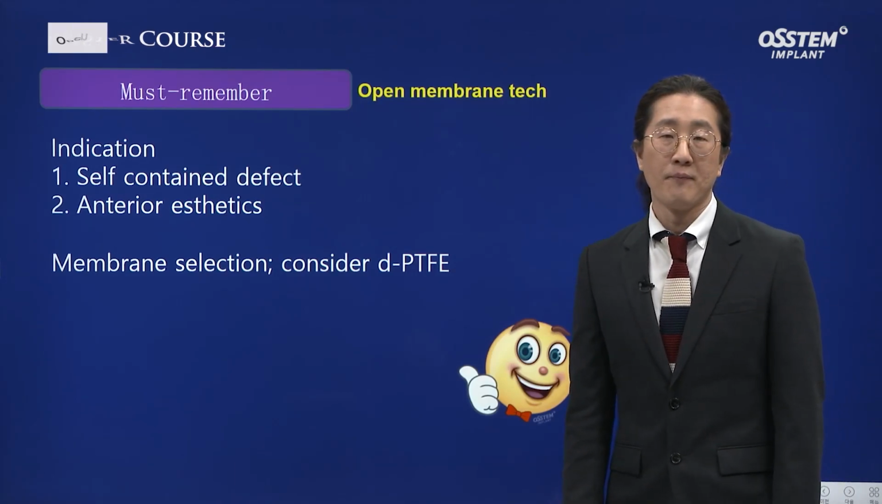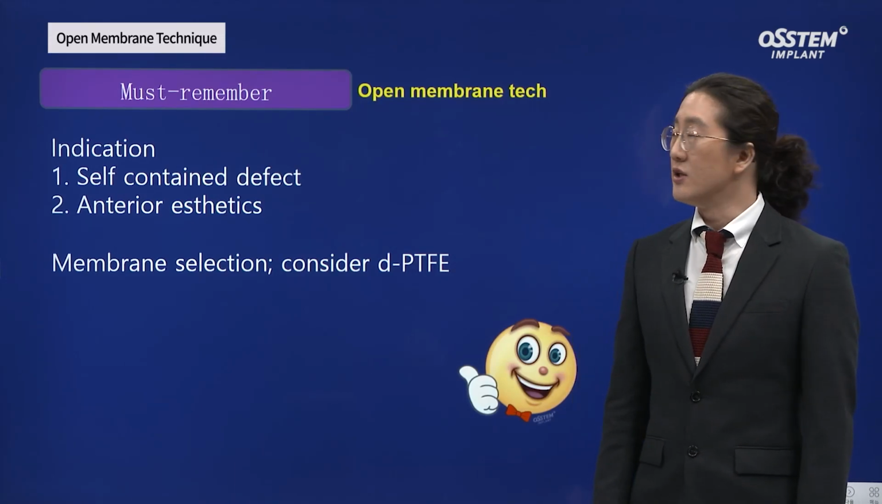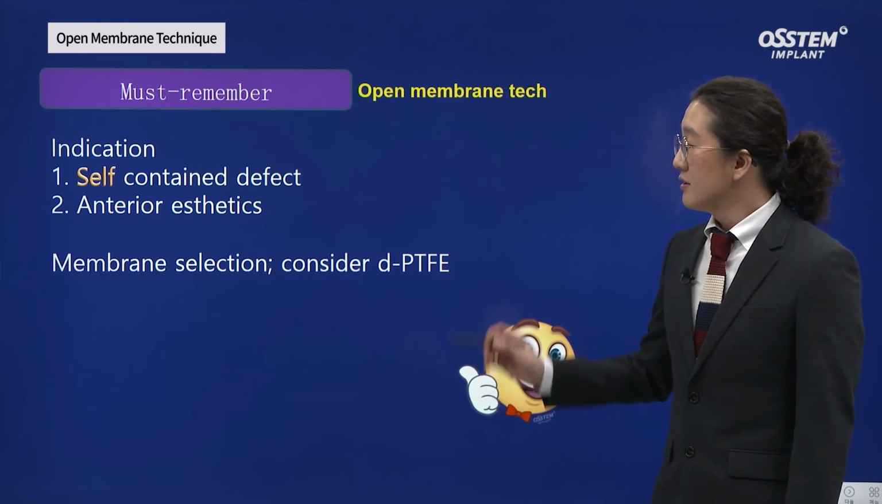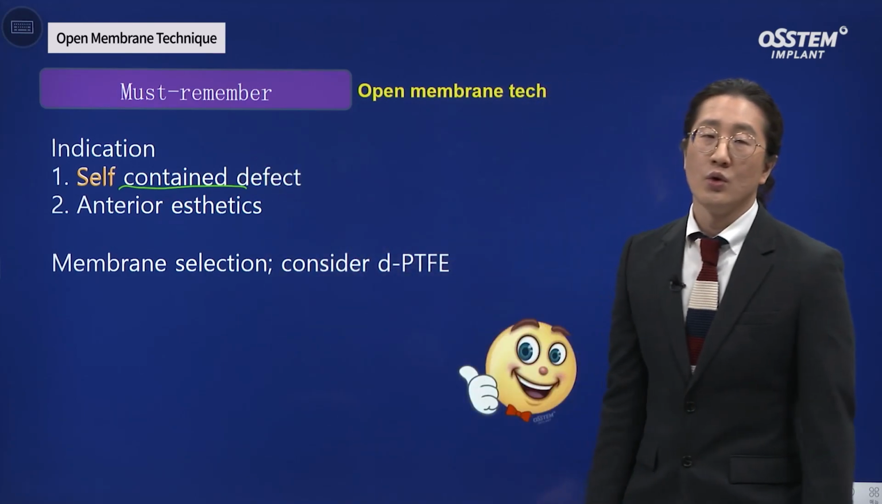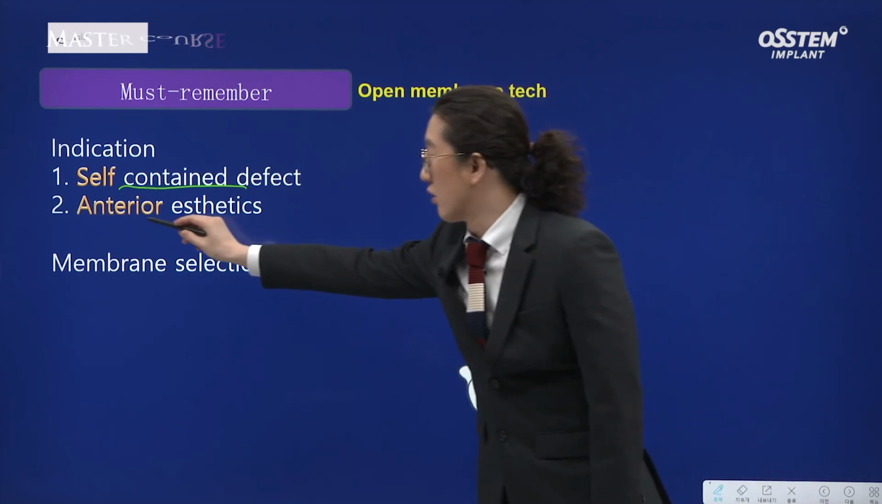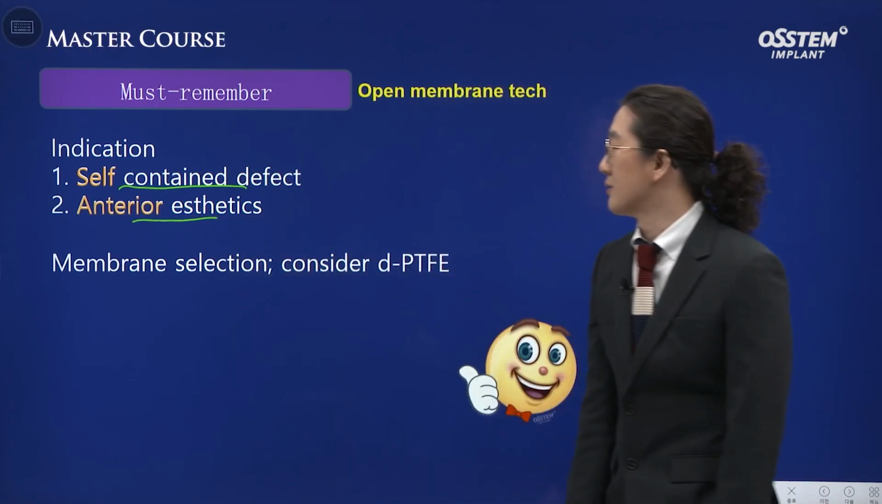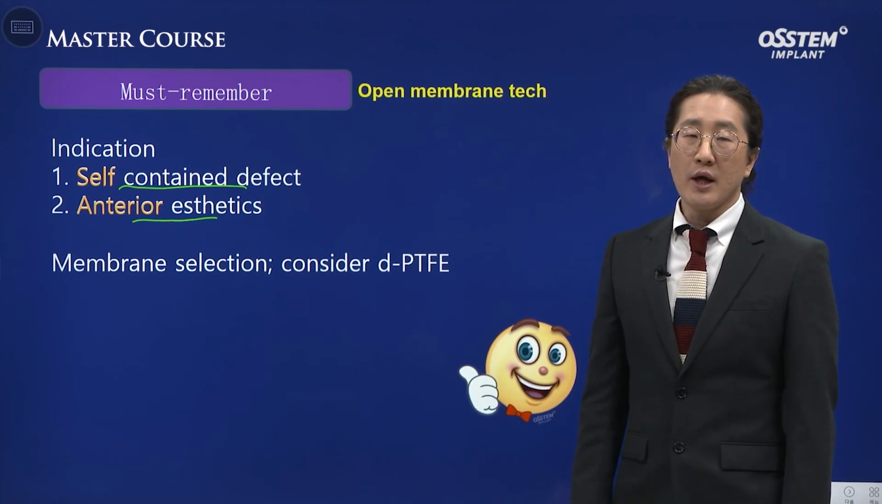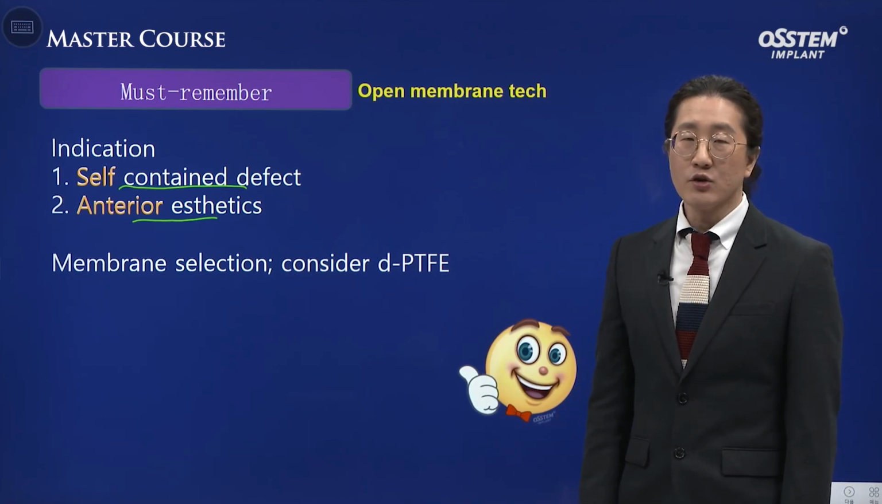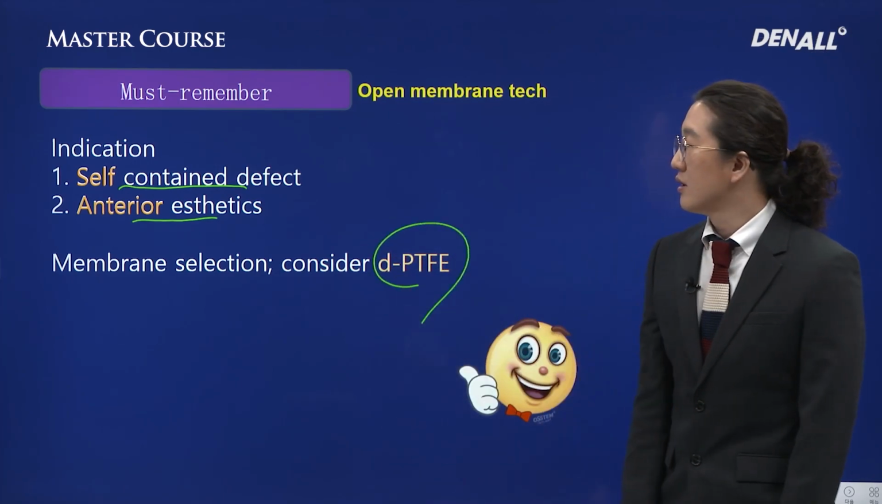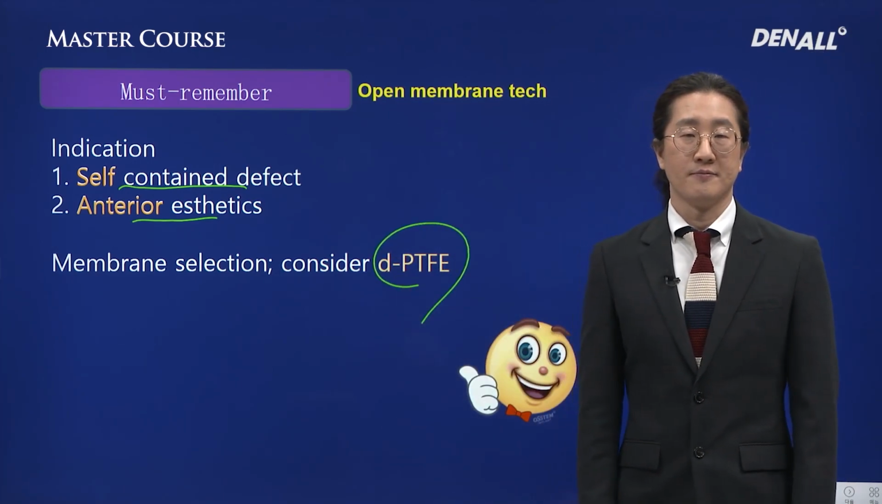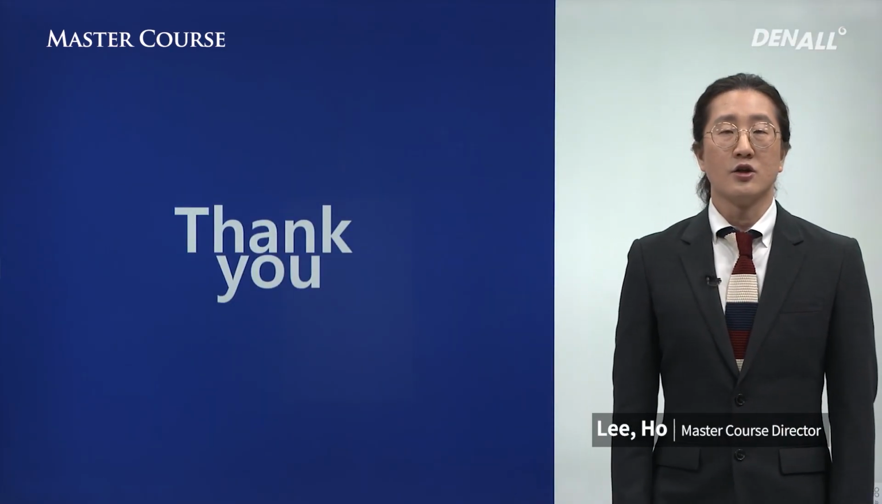Now I'm going to summarize what I've addressed. Let's look at indications of open membrane technique. In the case of self-contained defect, and in the case where anterior aesthetics are important, you can use this technique. In the case where the amount of exposure is significant, dense PTFE membrane is recommended.